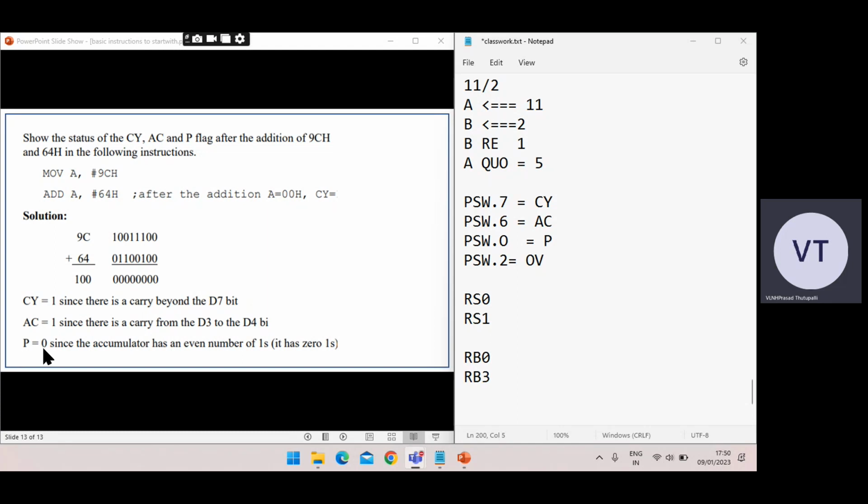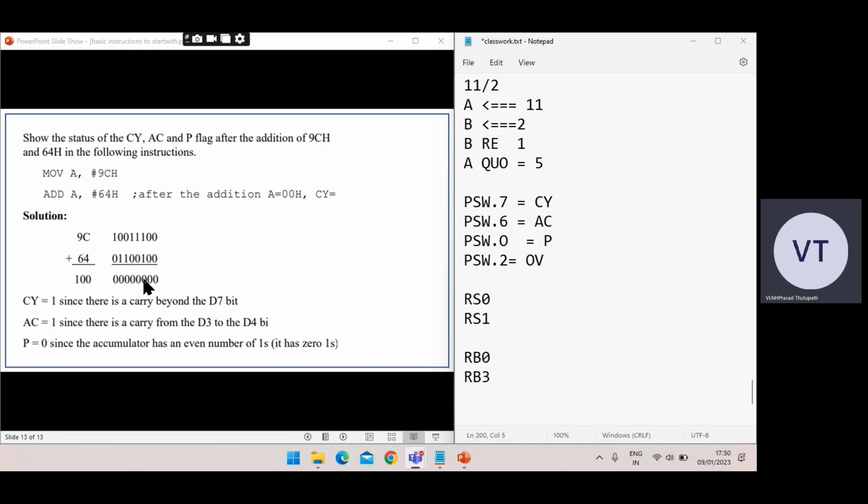Parity flag is equal to parity bit is equal to 0, because here the number of ones in the result is 0. If 2 ones are there, then also the parity flag is 0. Since the accumulator has an even number of ones, 2 ones, 4 ones, or 6 ones, the parity flag will become 0.